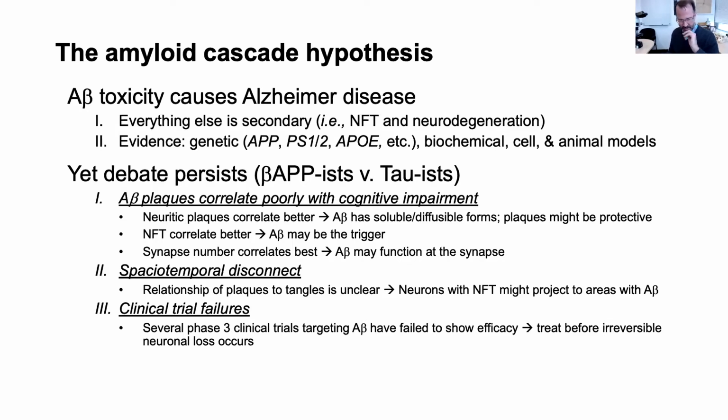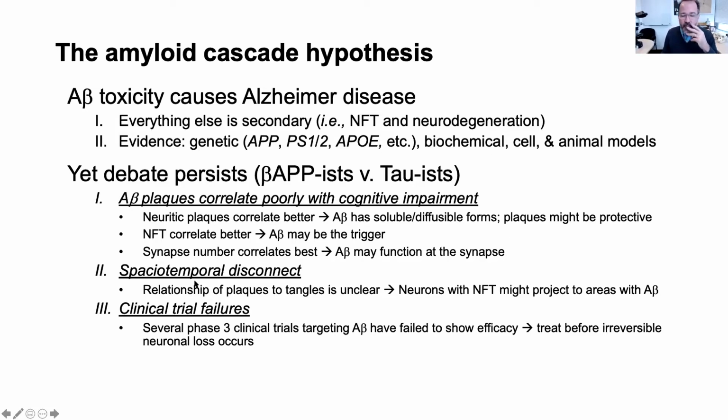They say that it's not the plaques that are important, it's this invisible soluble oligomer that you need to measure biochemically. In fact, they say the plaques might be a good thing. They're protective. They keep this horrible soluble toxic oligomer away from your synapses. It's like a sponge. They also were saying that maybe the tangles are correlating, but A beta is the trigger, and that you need the A beta to come in and start the tangle to form, and then it disappears. It's kind of like a hit and run idea. And this idea of synapses is linking A beta to synapses.